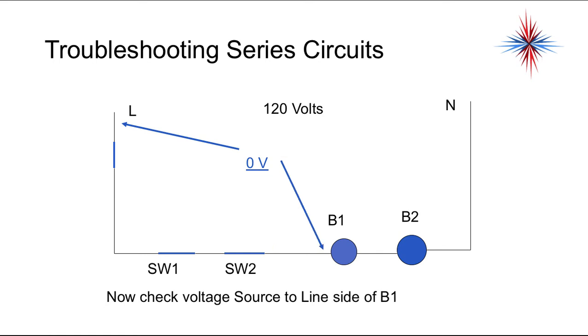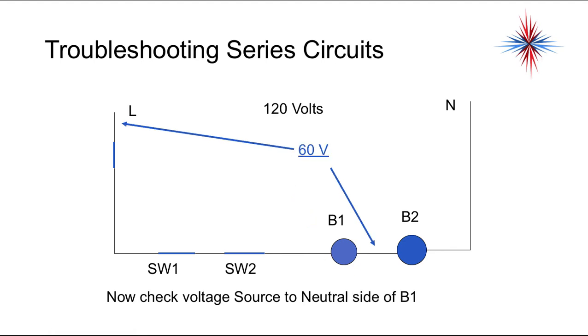Now I'm going to check the voltage from source to line side of B1. Again, if I have voltage here after completing all my prior checks, the line between switch 1 and switch 2 is open. Go from source to the neutral side of B1.